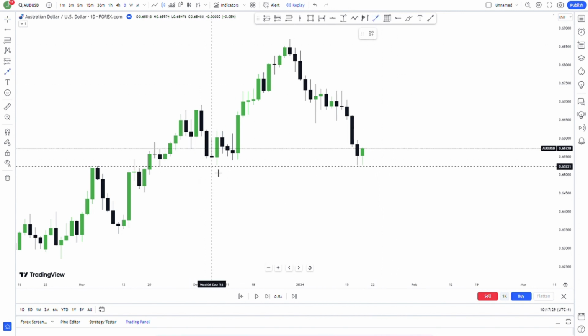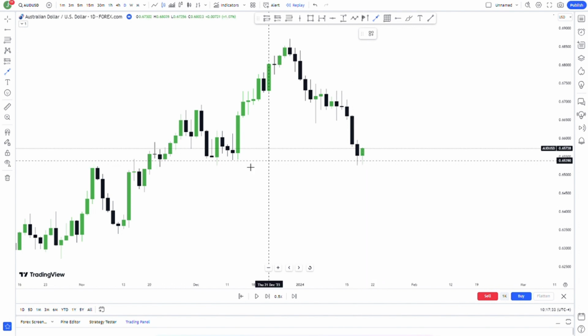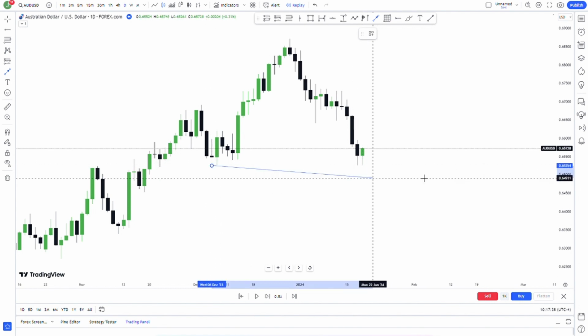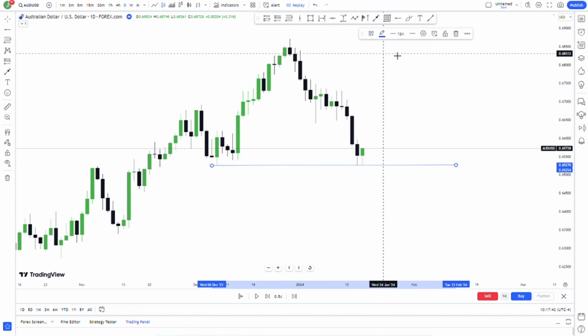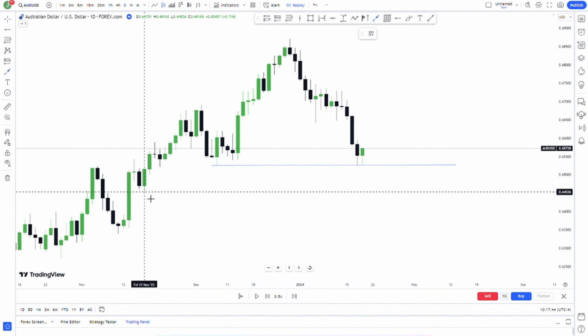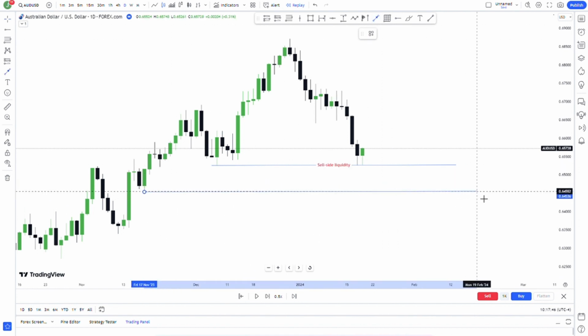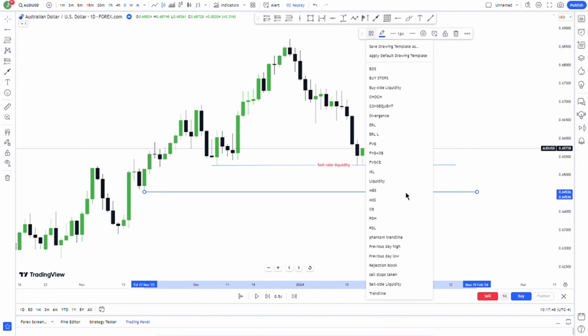Now firstly, we can see that this low and these two lows are relatively equal, so we would annotate those as our sell-side liquidity. We also have this low down here, which is a sell-side liquidity.